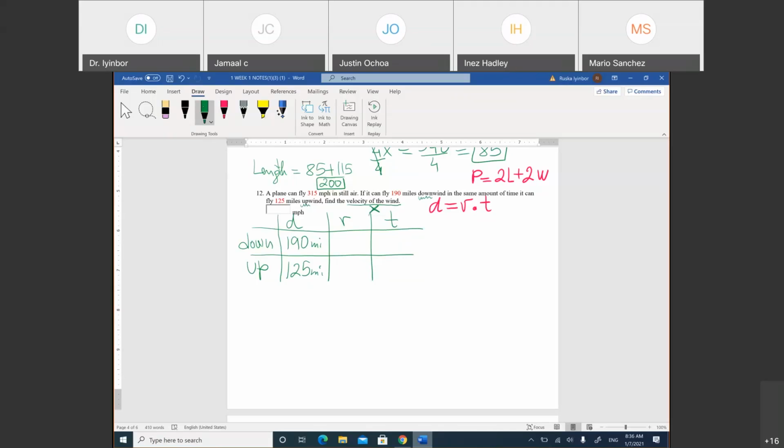What is the rate? Now, when the plane is going upwind or downwind, the wind is going to push the plane to go faster or it's going to slow it down, right? So if the original speed of the plane in still air is 350, then if you're going downwind, the wind is going to push it, or it's going to slow it down.